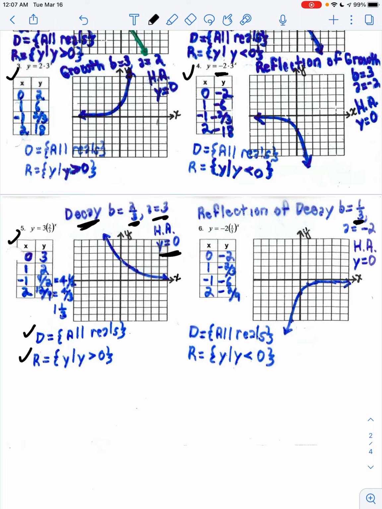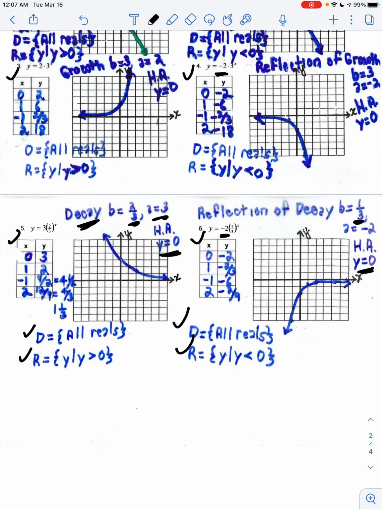And then finally in 6, a is -2, and the base is 1/3. So we have a decay graph, but because a is negative, it's a reflection of a decay graph. Horizontal asymptote, still y equals 0. I make my table of values, plug in and simplify, plot my points, and we get that reflection of a decay graph. So the domain's all reals, but the range is y less than 0.